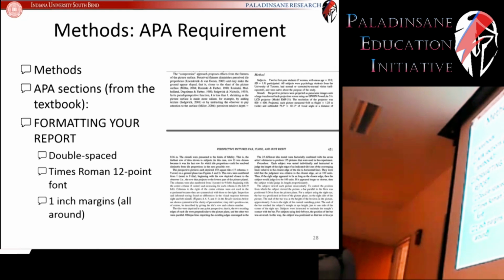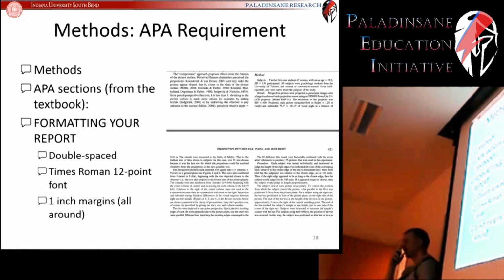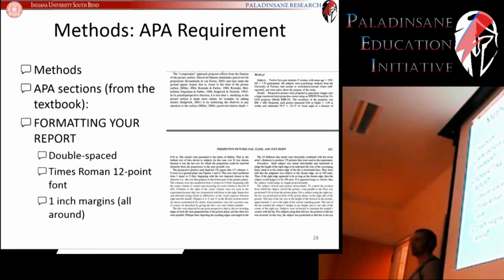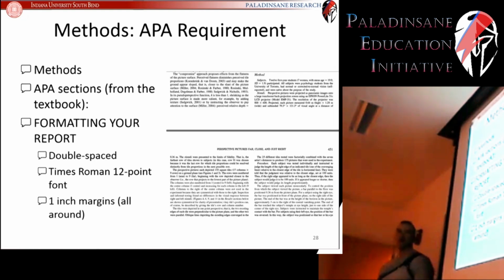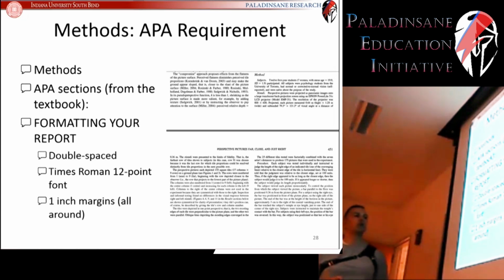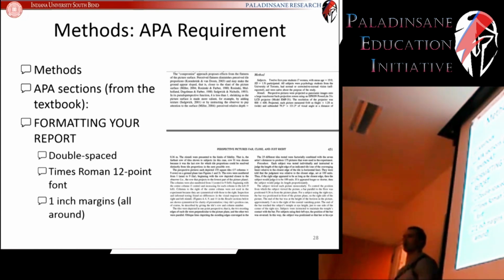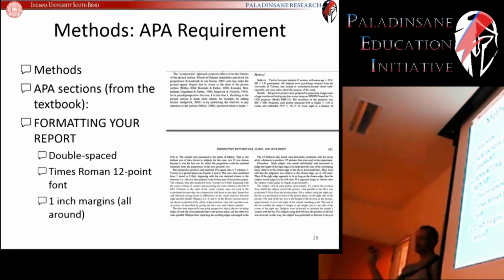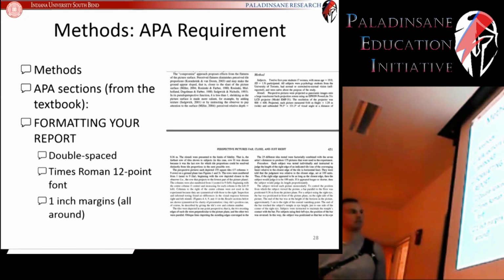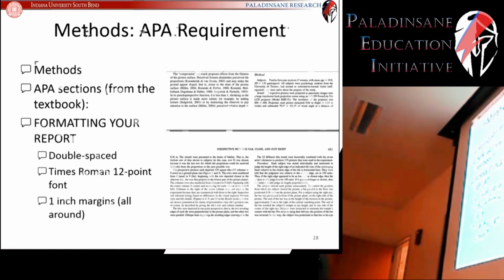Times Roman 12-point font, not Calibri. Calibri is the default for Word. Word used to default to Times New Roman. It does not any longer. Make sure you're using Times New Roman 12-point font. Make sure your margins are 1 inch all around. So format your page, 1 inch margins all around. And that is basically how you format it to look.